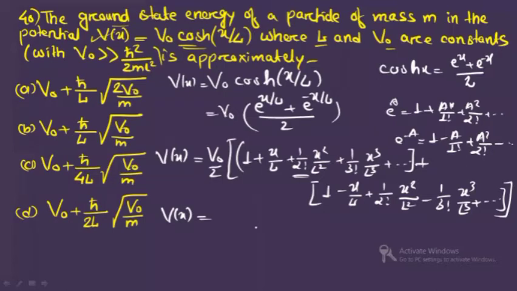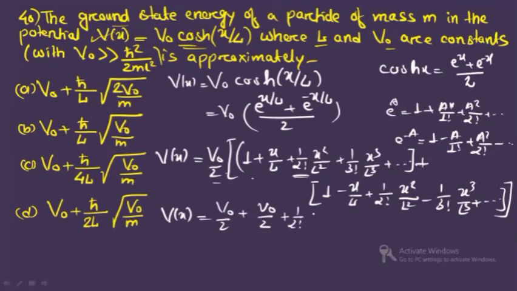So in the next step, one more thing that you have to notice is that in the question it said V0 is very, very greater than h cut square by 2mL square. So the terms above x square in V(x) we will be neglecting. That means we will neglect this x cube by L cube term, and we will write V0 by 2, this first term, V0 into 1 plus, and here also again V0 into this term. So it is V0 by 2, plus again we will have what?